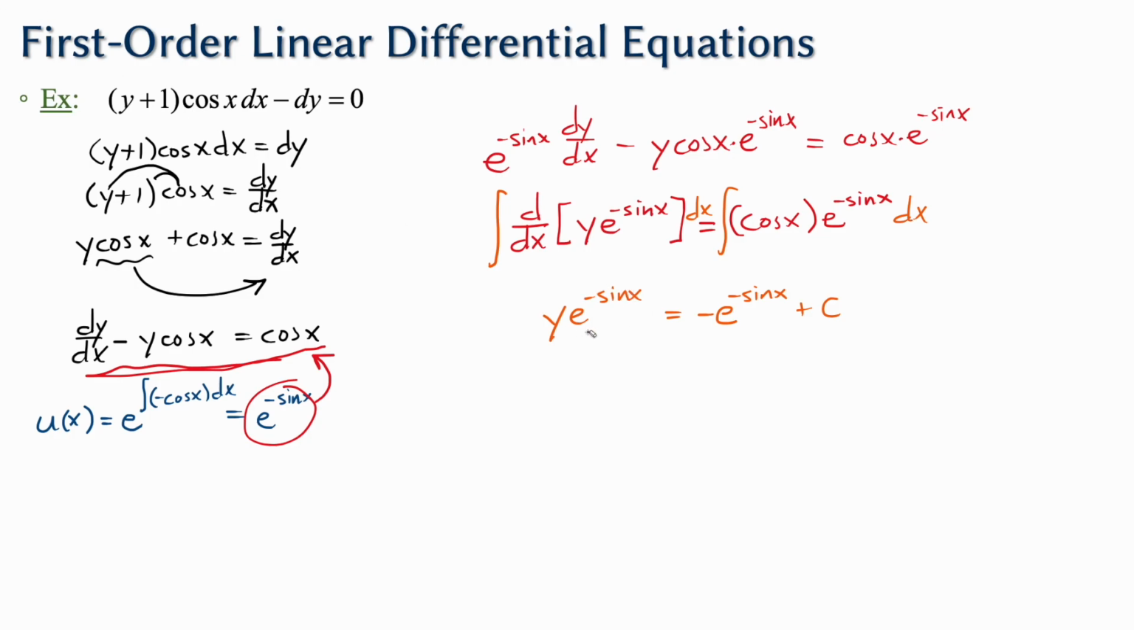So that means I'm going to take my e to the negative sine of x and simply divide that over. And by the way, since this exponent is negative, when I divide it over, I'm really just multiplying times e to the positive sine of x. So my answer is going to be y equals negative e to the negative sine of x times e to the positive sine of x, because again, I'm dividing this one over, and then plus c times e to the positive sine of x. And you can simplify that because clearly when you have negative e to the negative sine of x times e to the sine of x, that's just negative 1.